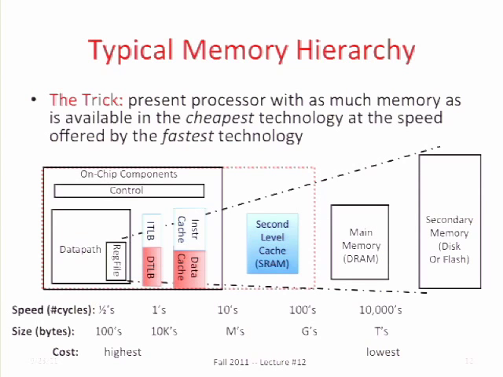Yeah, please. So there could be more than 2 levels? Yeah, absolutely. There can be multiple levels of cache.